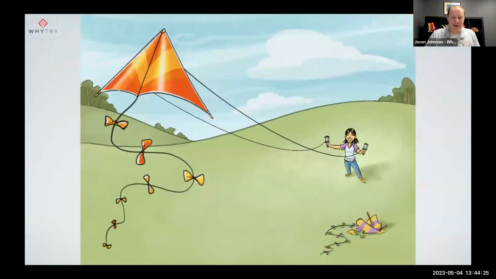All right. So I have here an image of another kite. A lot of people will call this a beach kite. A beach kite is a little bit fancier version of some of the kites we might have had when we were kids. What does it take to fly a kite?